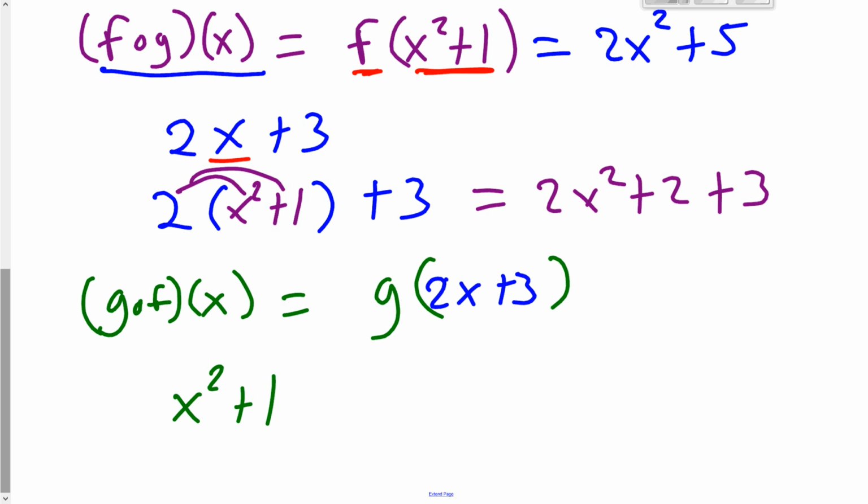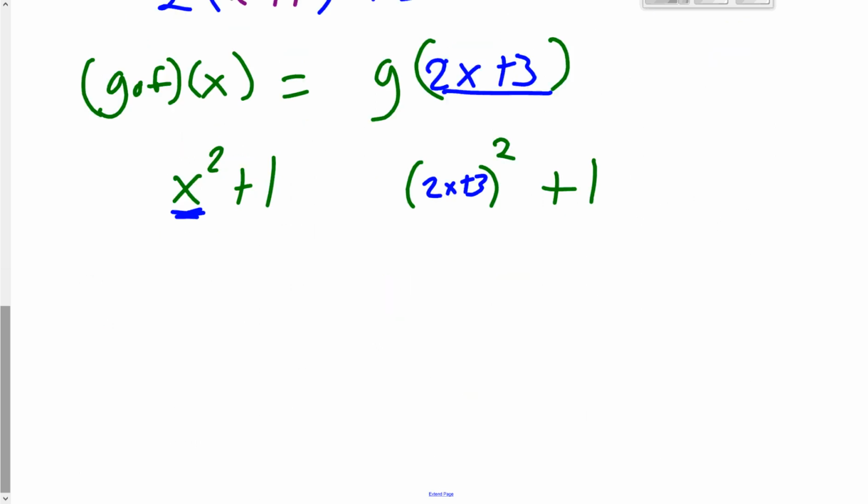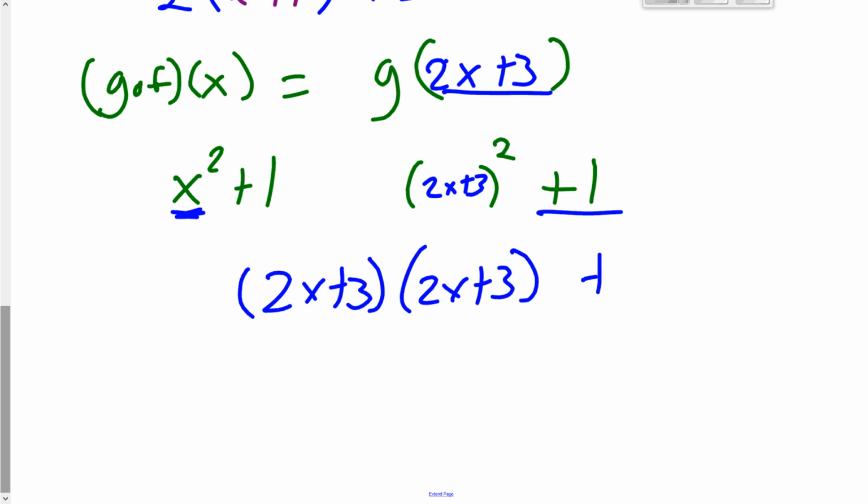And now I'm going to take my f, which is f of x, which is 2x plus 3, and plug that in for x. So my g is my x being squared plus 1. And instead of x, it's now going to be what my f of x is, which is 2x plus 3. So that means I need to square 2x plus 3. That means I need to take 2x plus 3 and times it by 2x plus 3, and then I add 1. Don't forget to add 1 after you're done multiplying.